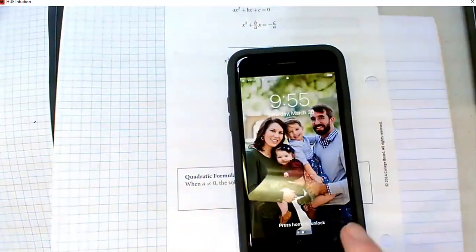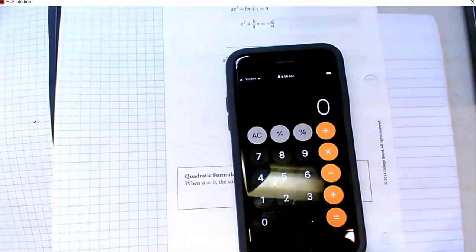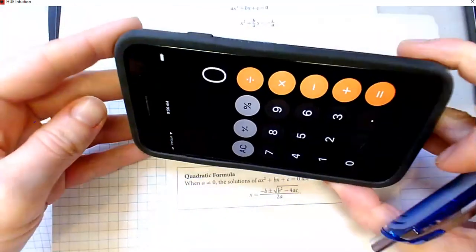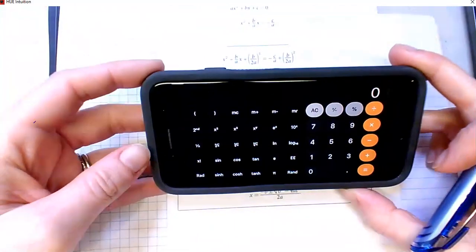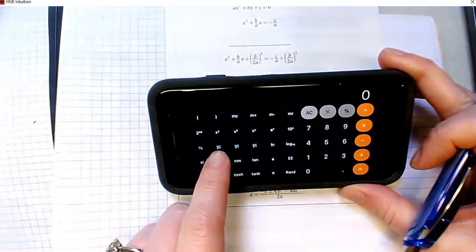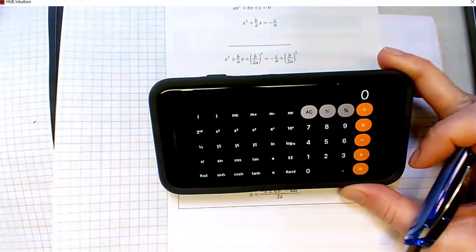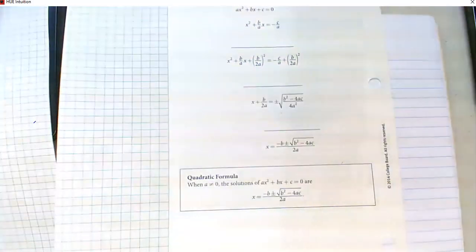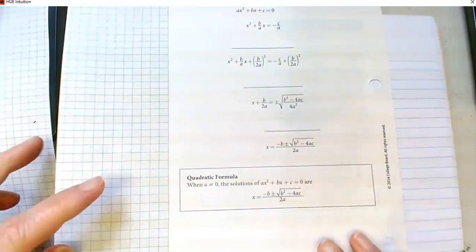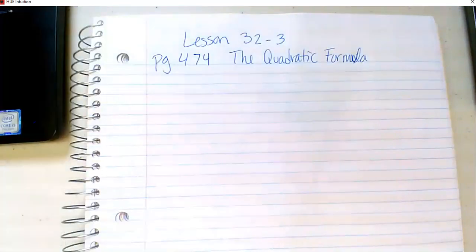On your smartphone, look at my family, they're so cute. If you pull up the calculator on your smartphone, you can even turn it to the side like that, use it horizontally, and you'll have your square root functions on the calculator as well on your phone. So if you don't have a scientific calculator, you can use one on your phone. It's so neat. So let's jump into this.